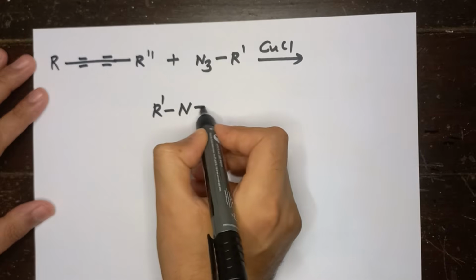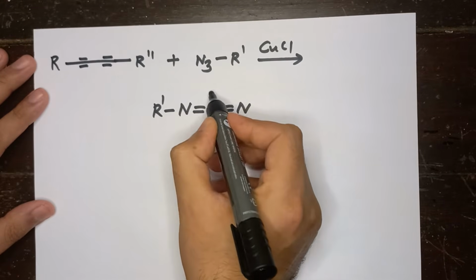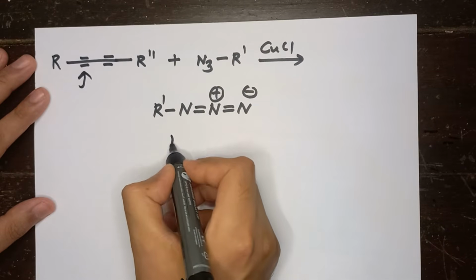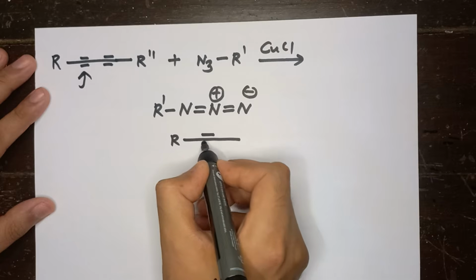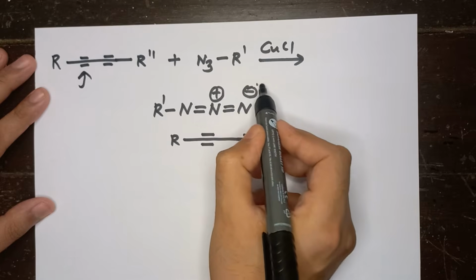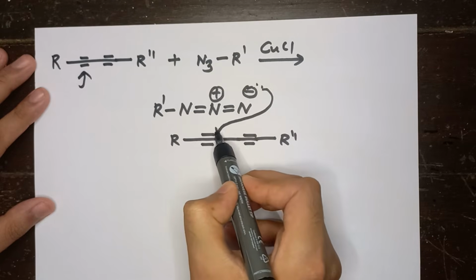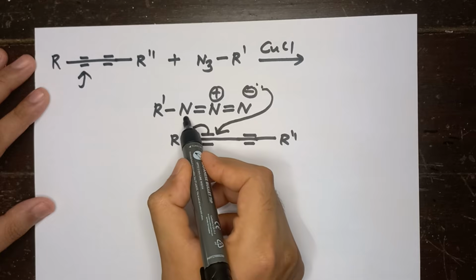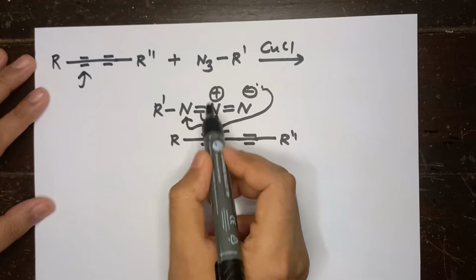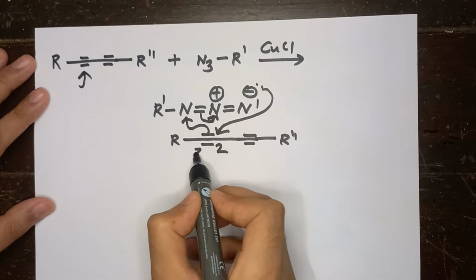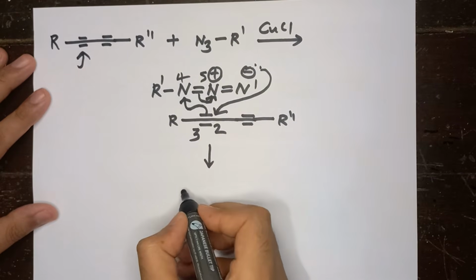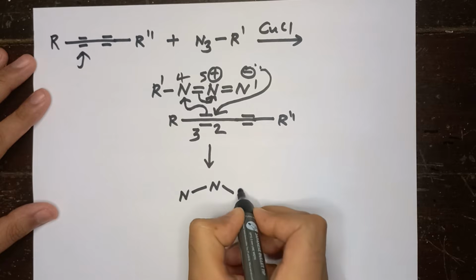So this is my azide. Let's use this alkyne. So this nitrogen with its lone pair will attack at this carbon. This bond will migrate to nitrogen and this bond will be used to stabilize the nitrogen atom. So this is 1, 2, 3, 4 and 5. So the product will be, so we are going to simply generate a triazole ring.